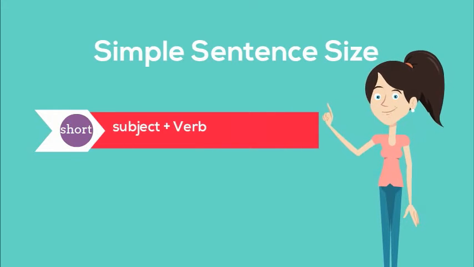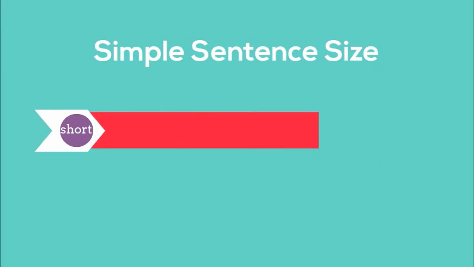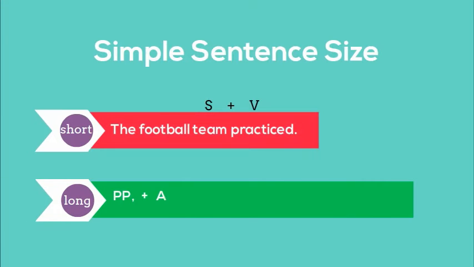When sentences are short, it can be easy to tell that they are simple. They might only have a couple of words, a subject and a verb. Here's an example. The football team practiced. Team is the subject and practiced is the verb. But there may be longer simple sentences with adjectives, adverbs, and prepositional phrases. You can take away the extra words and your sentence will still make sense.